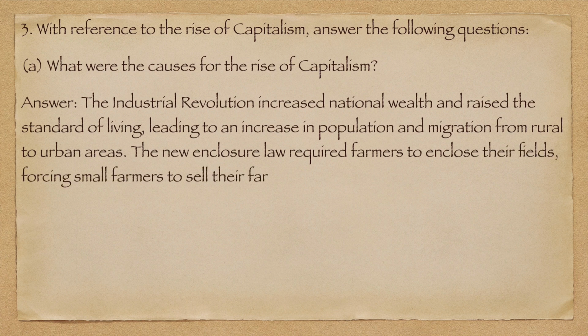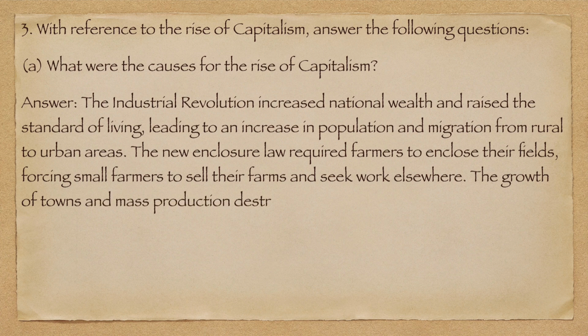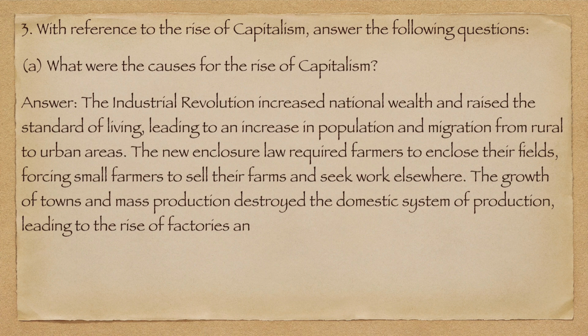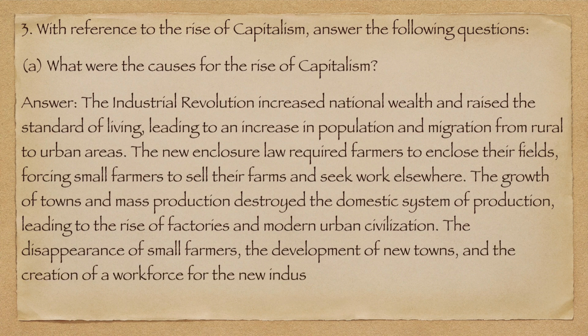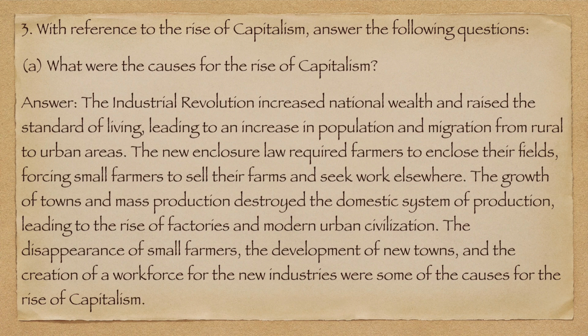The new enclosure law required farmers to enclose their fields, forcing small farmers to sell their farms and seek work elsewhere. The growth of towns and mass production destroyed the domestic system of production, leading to the rise of factories and modern urban civilization. The disappearance of small farmers, the development of new towns, and the creation of a workforce for the new industries were some of the causes for the rise of capitalism.